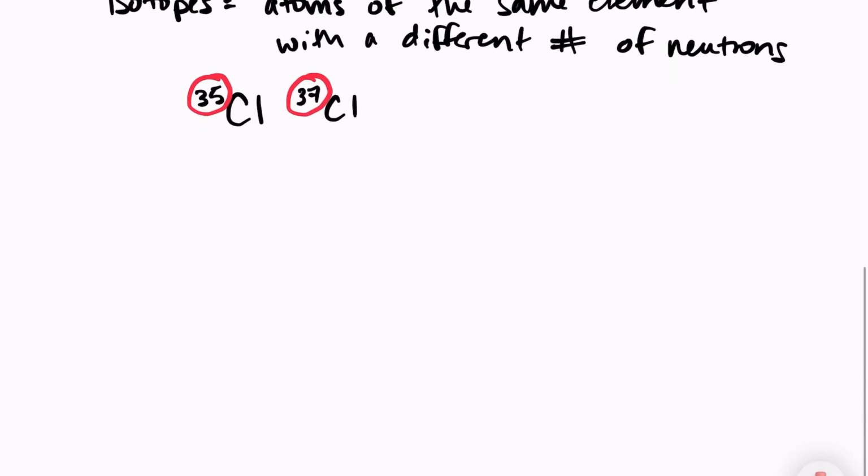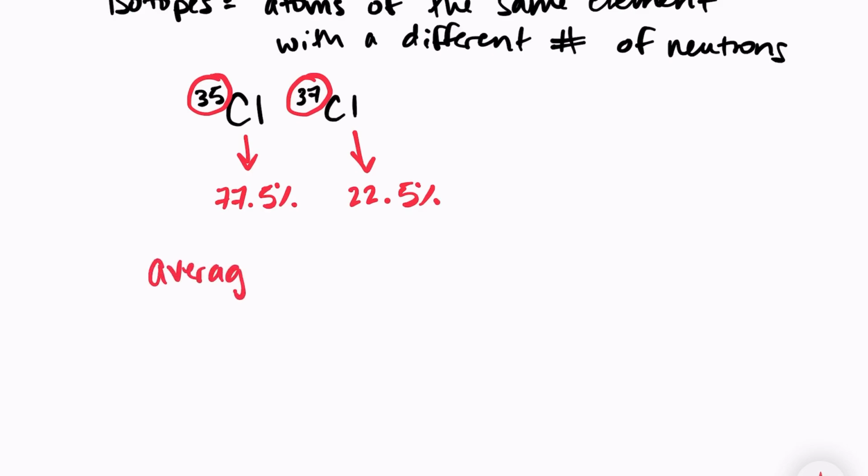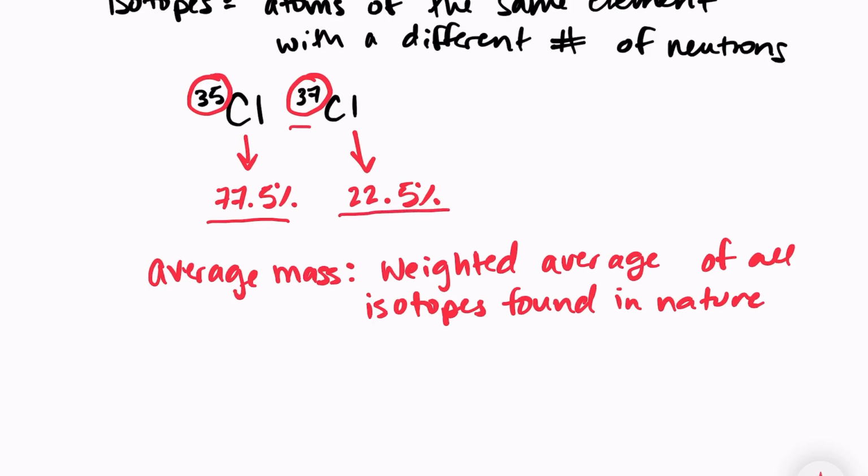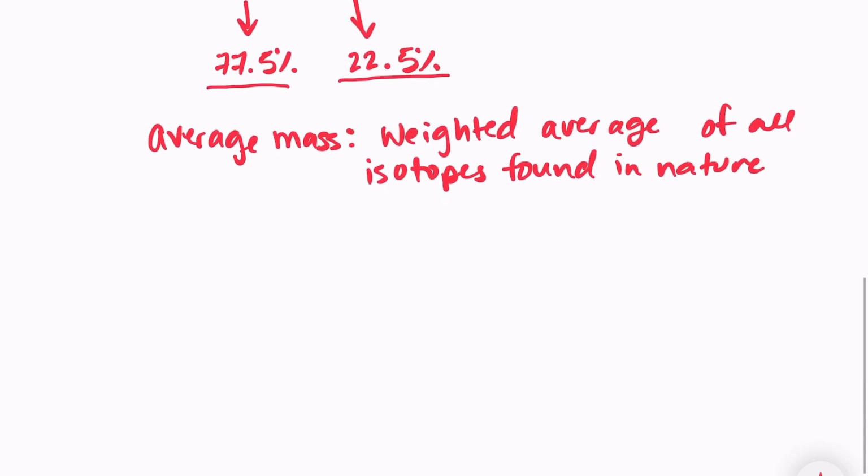And we can easily work out the average mass. So if I told you that chlorine 35 was abundant in nature 77.5% of the time, and chlorine 37 was only found 22.5% of the time, we can find the average mass of this element. So average mass that you see on the periodic table is a weighted average of all of the isotopes. It's a weighted average of all isotopes found in nature. So if chlorine 35 is found 77.5% of the time and chlorine 37 is found 22.5% of the time, we can find the average mass.